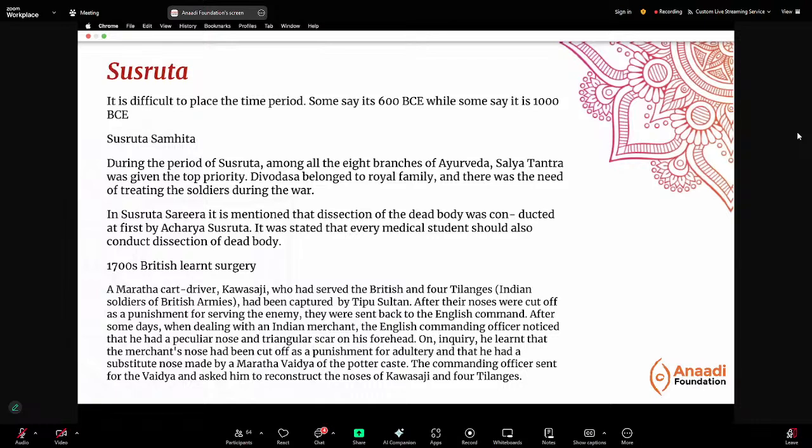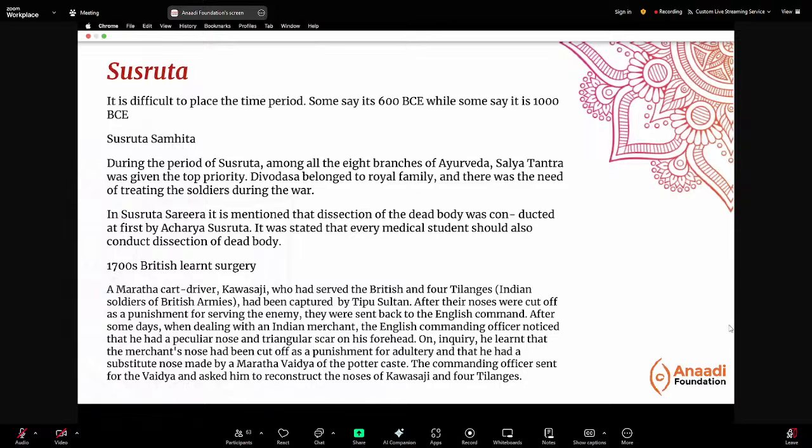He was captured by Tipu Sultan, and the soldiers were also captured by Tipu Sultan. And then after their noses were cut off as a punishment for serving the enemy, they were sent back to the English command. After some days, when dealing with an Indian merchant, the English commanding officer noticed that he had a peculiar nose and a triangular scar on his forehead.